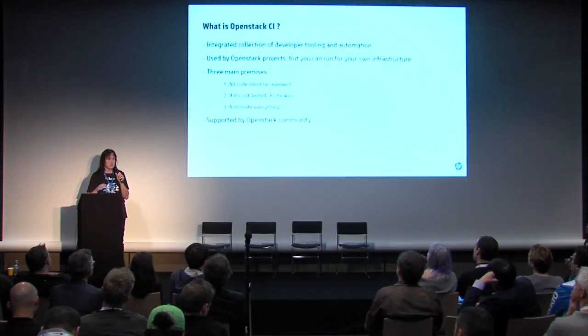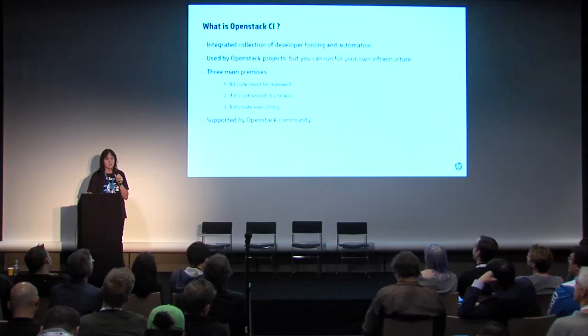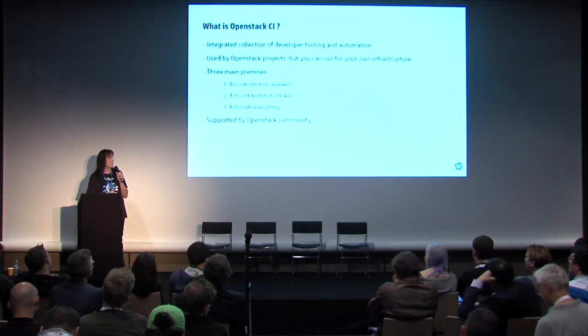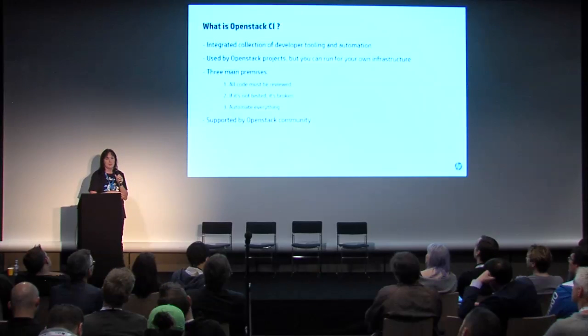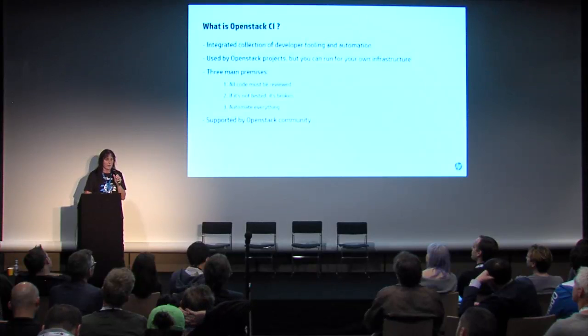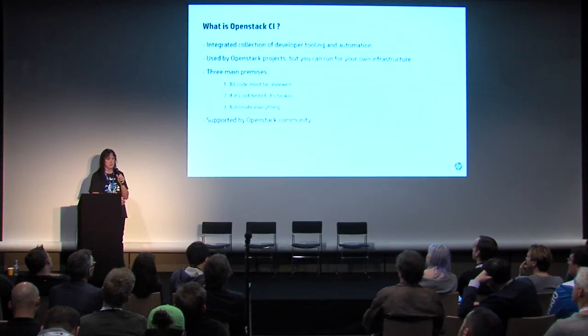It's based on three premises. Everything in the code must be reviewed, every change that you do. If the change is not tested, it's just broken. So every change you do needs to be tested all the time. And you need to automate everything: any build, any mirror, any publish, you need to create tools to automate it. It's supported by the OpenStack community, it's used there, and it allows all developers to have their code tested, reviewed, and merged automatically.